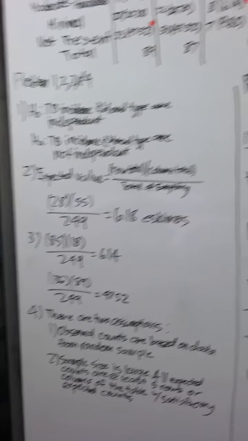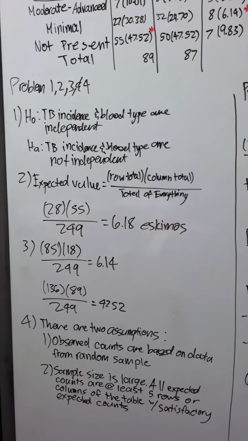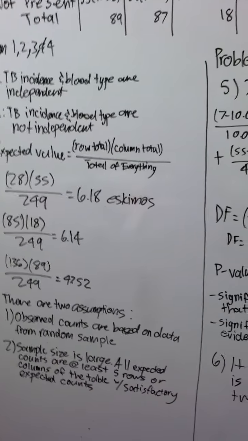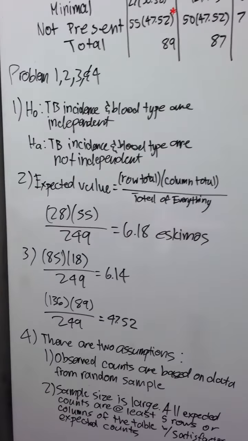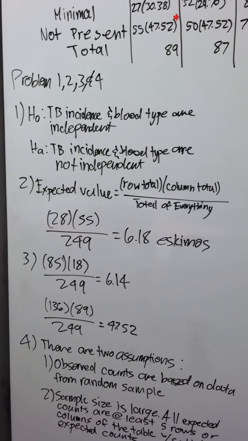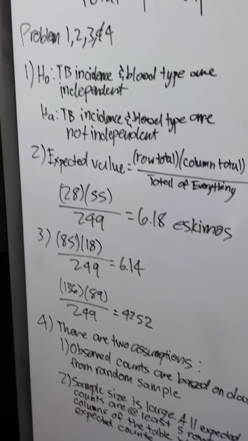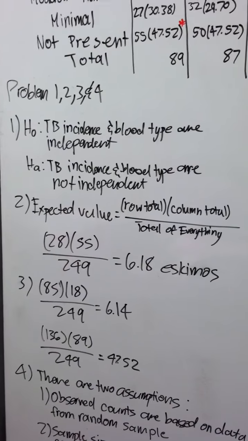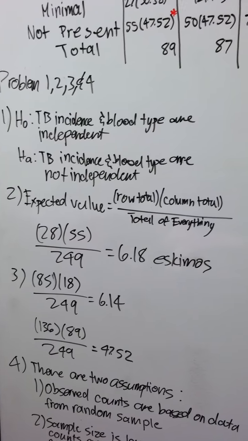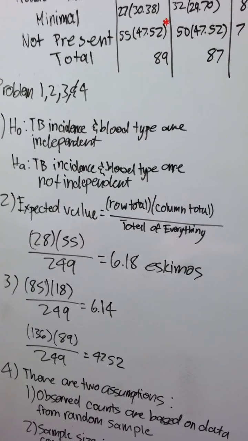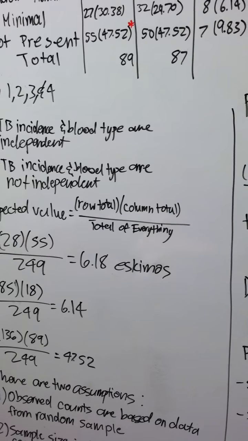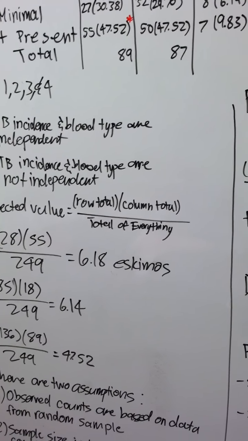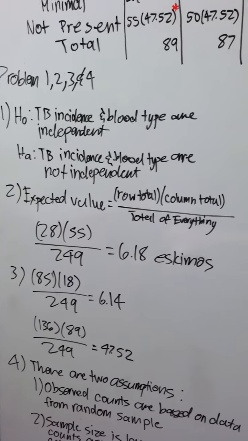Question 2 asked, if TB incidence and blood type are independent, how many type B Eskimos should we expect to have moderate advanced tuberculosis? So, in order to find the expected value, there is actually an equation for it already, and it's pretty much expected value is equal to the row total times the column total, and you divide that by the total of everything.